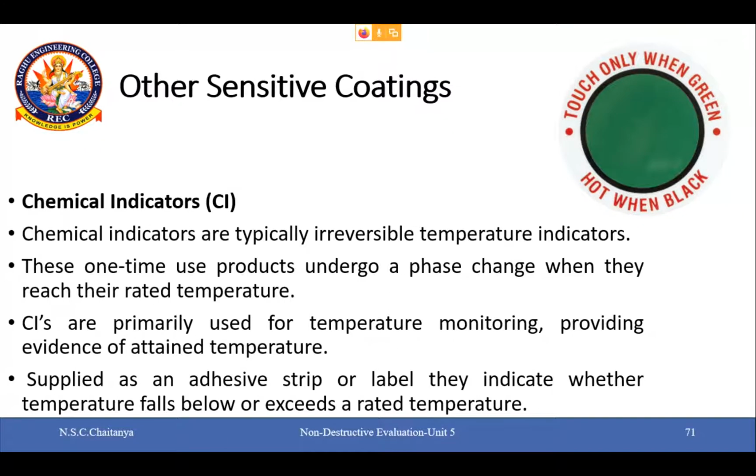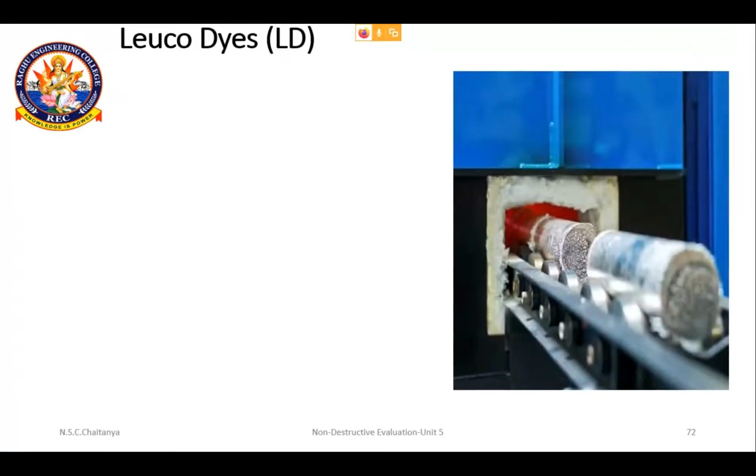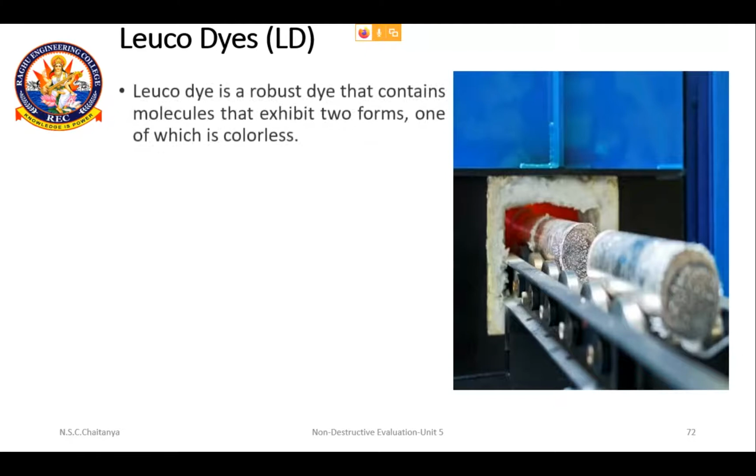Okay, next slide. Something known as leucodyes. A leucodye is a dye that has molecules which have two forms, one of which is colorless. That means the molecules exhibit two colors. One is colorless, and then as they are subjected to heat, they will turn into some sort of color.